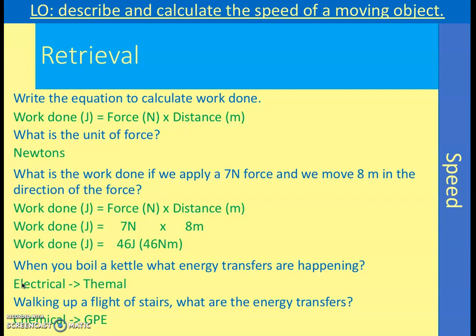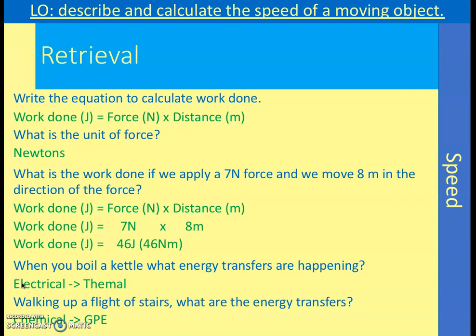Okay, you could have written down Newton meters, but ideally we're measuring work done in joules. You would have got marks for either answer. When you boil a kettle, what energy transfers are happening? All you needed for these last two questions was just to write down the type of energy and what it was converted into. So for the boiling kettle, we're converting electrical energy into thermal.